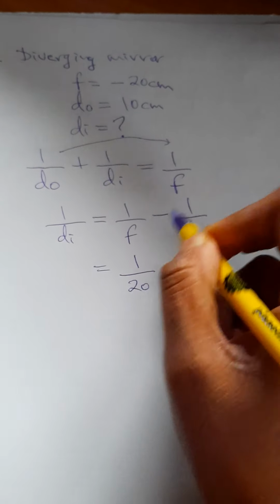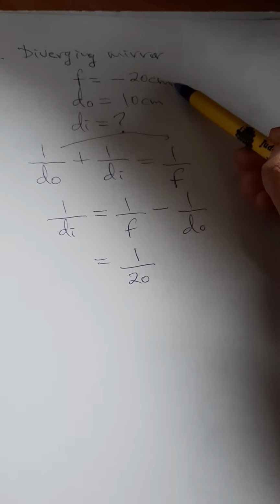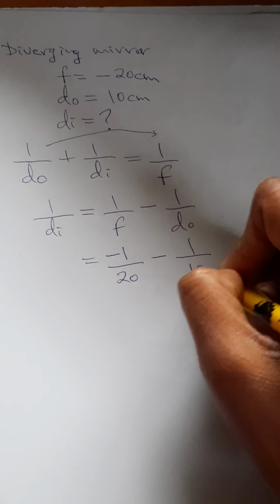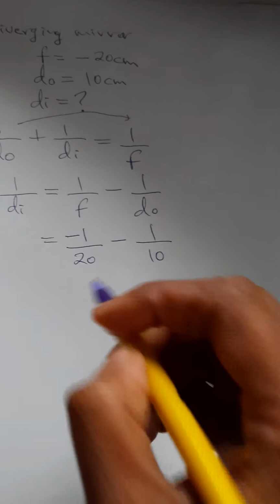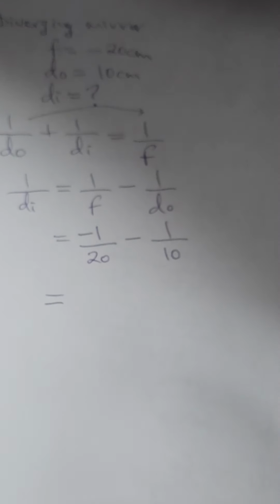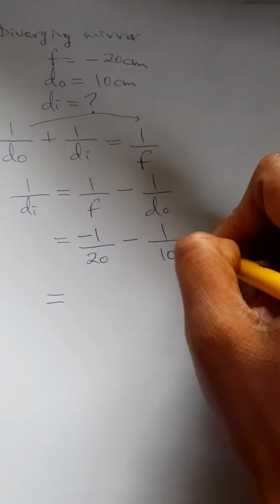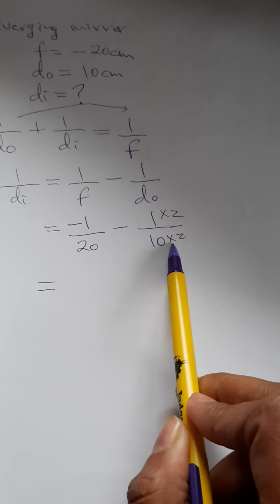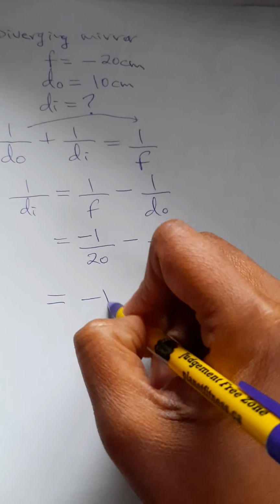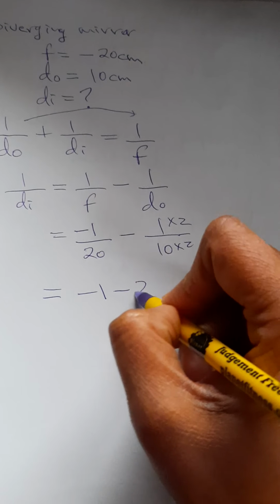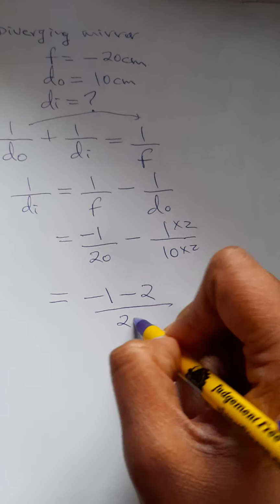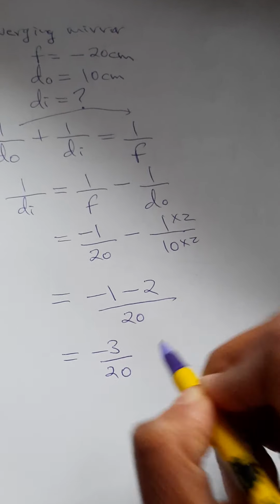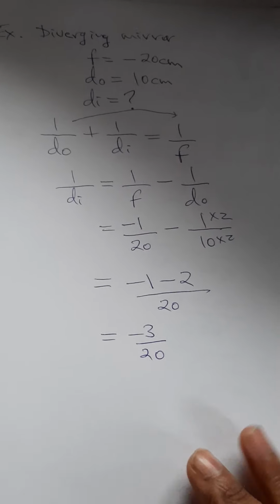A little bit of simple math. You see how the actual focal length is negative 20. You can put the negative on top. Minus 1 over 10. I'm going to do a common denominator here. I can see the common denominator here is 20, so we could just multiply this by 2. So this will be negative 1, minus 1 times 2 over 20. So I'm left with negative 3 over 20. Does everyone see that?